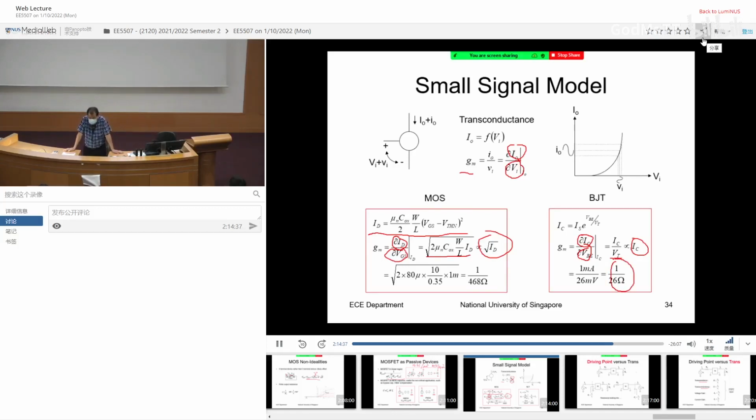Probably something crossed your mind. Just now I mentioned MOSFET in weak inversion or subthreshold region actually behaves like BJT. So it will provide better GM, right? So why don't we all operate at subthreshold? Why do we still care about the strong inversion?